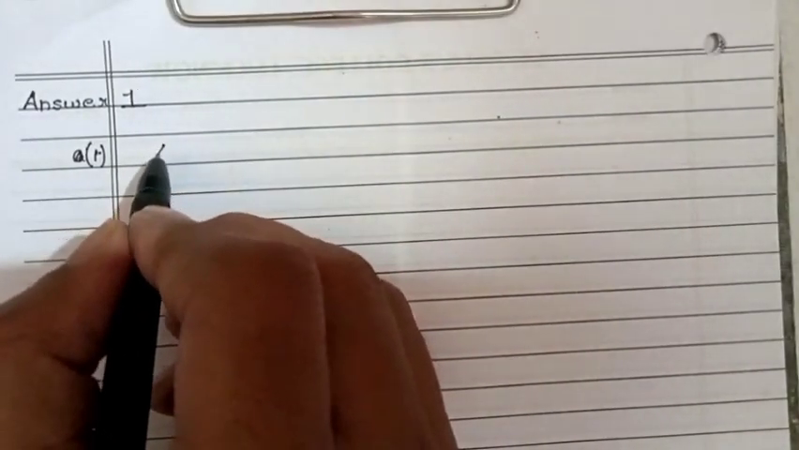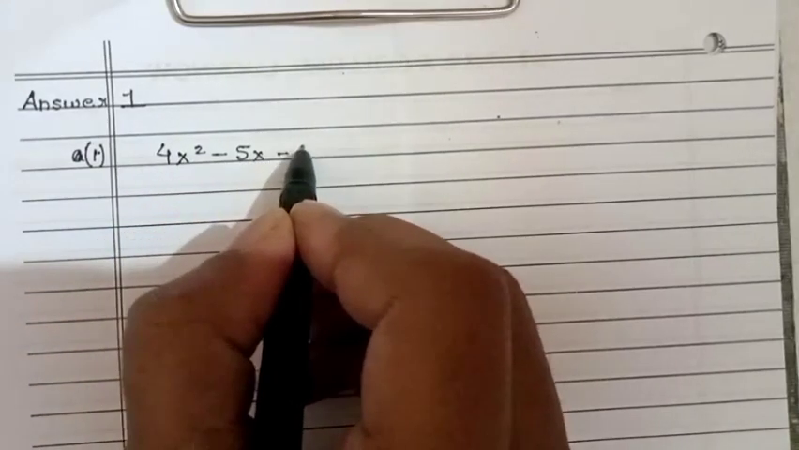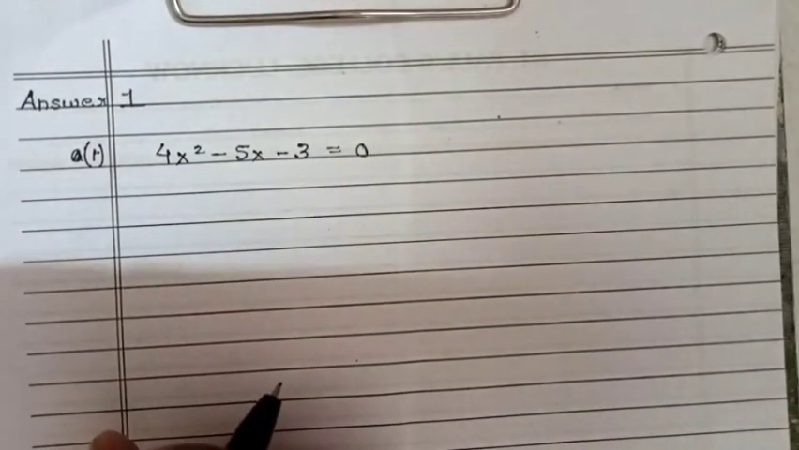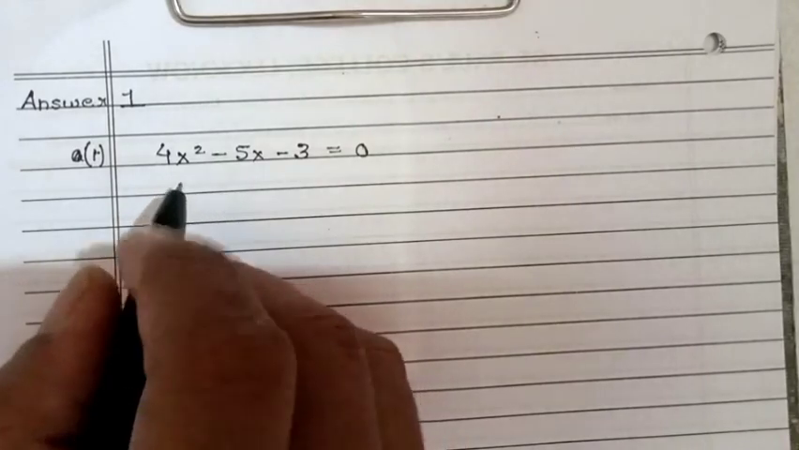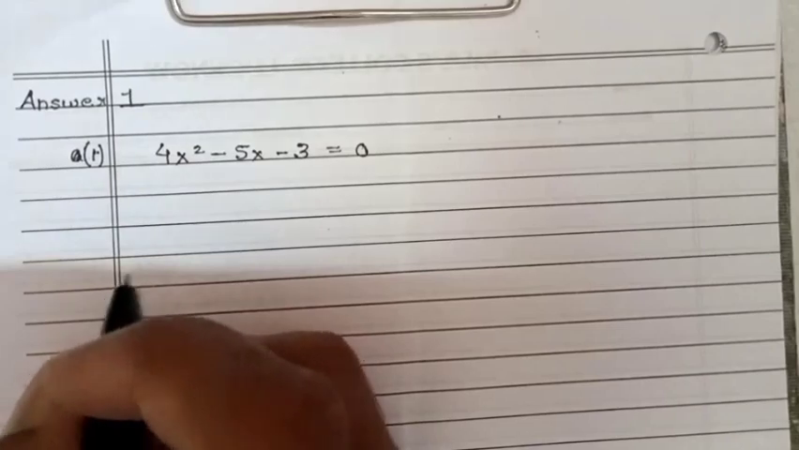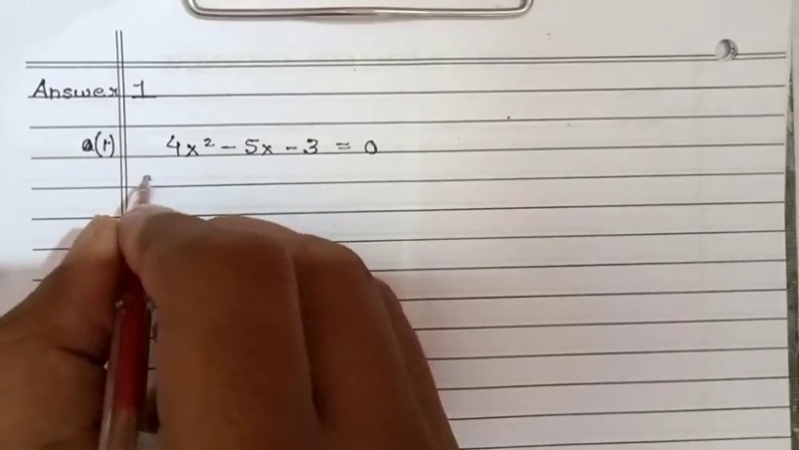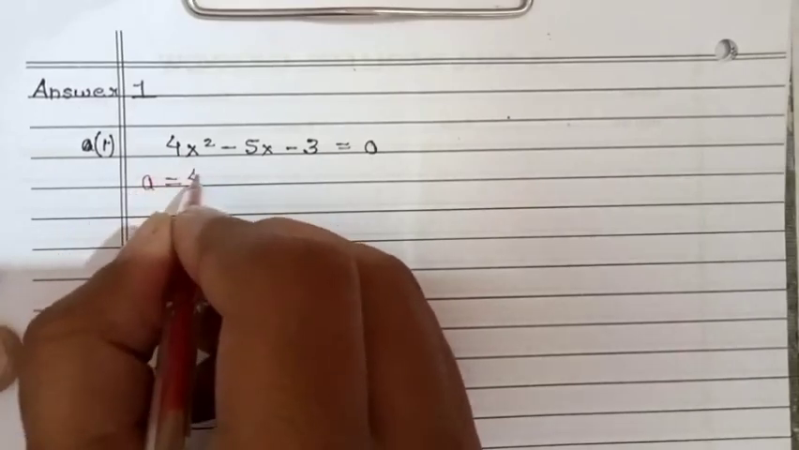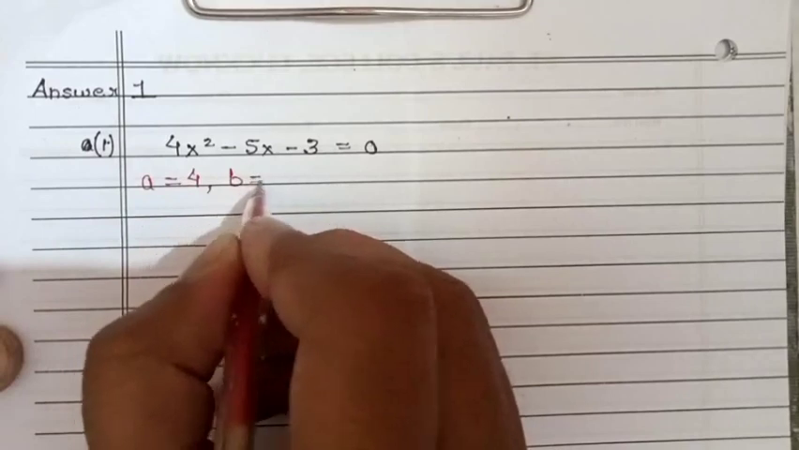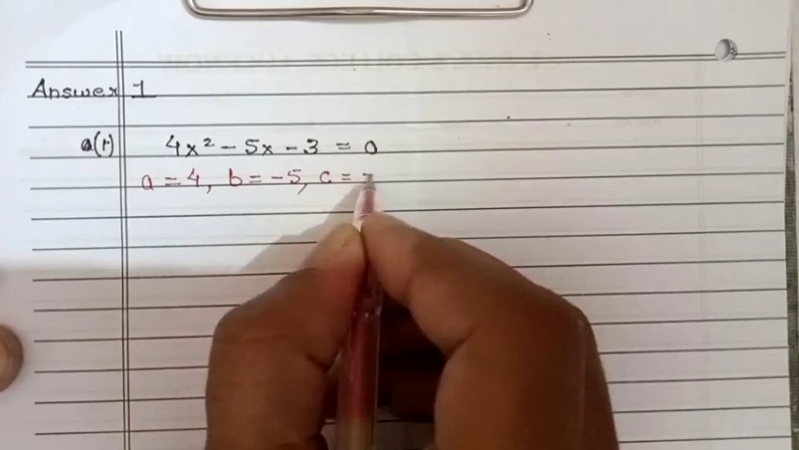See, the equation given to us is 4x square minus 5x minus 3 is equal to 0. This is the equation given to us. Now what we will do, first of all, to discuss the nature of the roots, first you need to find the discriminant. And now to find the discriminant we must know, first we will find out a, that is 4, b, that is minus 5, and c, that is minus 3.